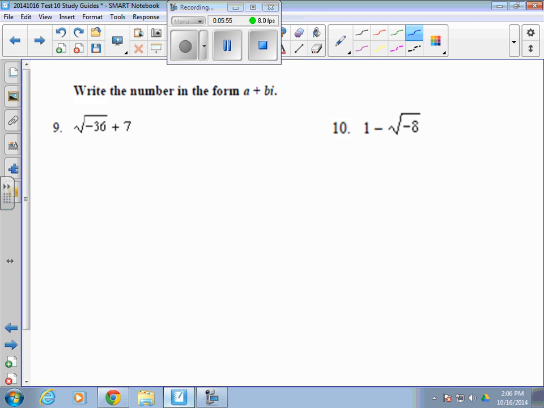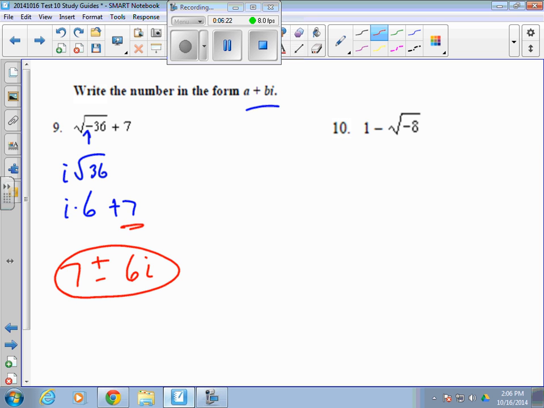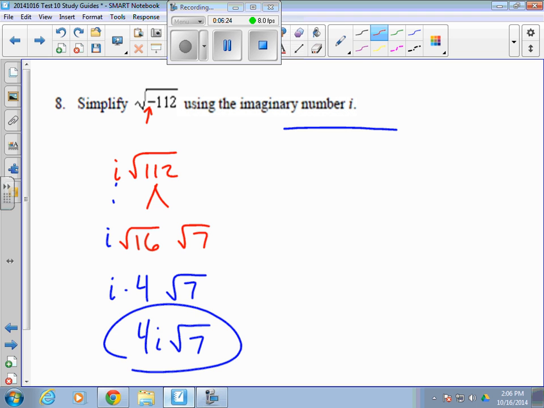Again, the same thing, but you want to make sure it's in standard form, or in the form a plus bi. Okay, so take the negative out first. i times the square root of 36. You know that that's i times 6 because the square root of 36 is 6. Plus 7. So if you want to write it as a plus bi, the plus 7 part is the a. So 7 plus or minus 6i. Because remember, when you're talking about square roots, it's either plus or minus. In fact, you can go back to this one and say that this is both positive and negative 4i times the square root of 7.